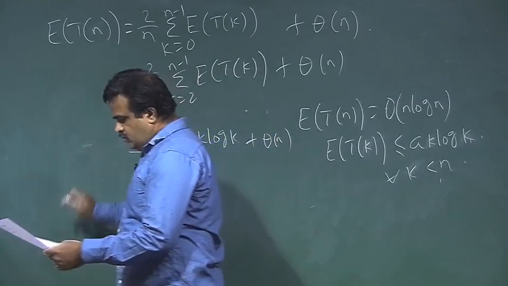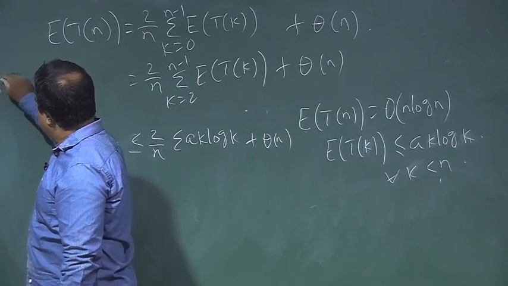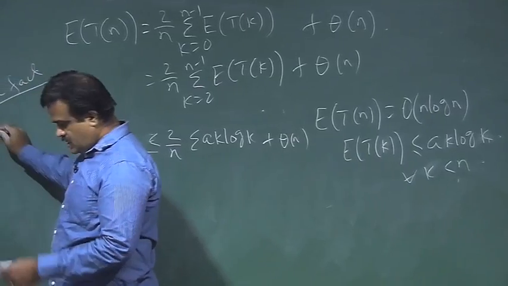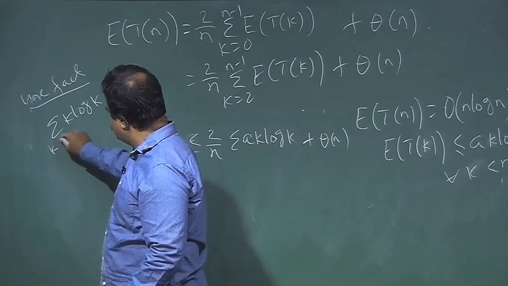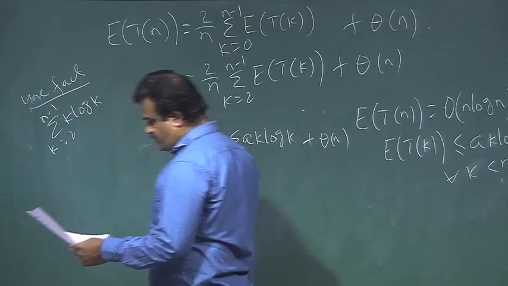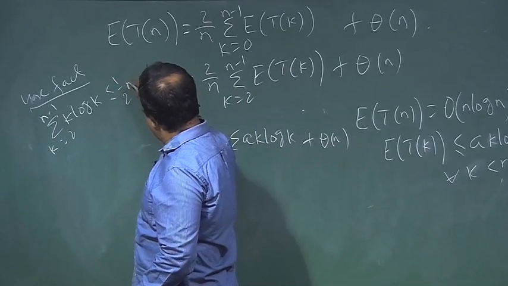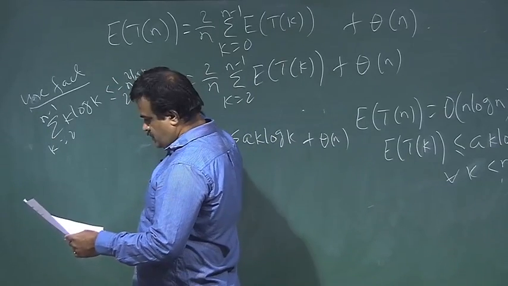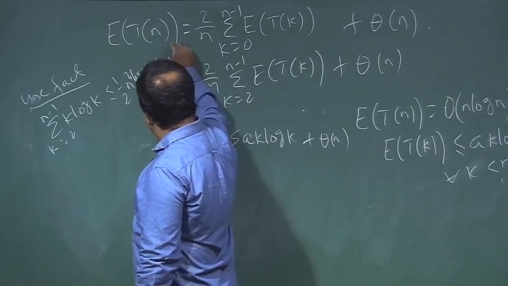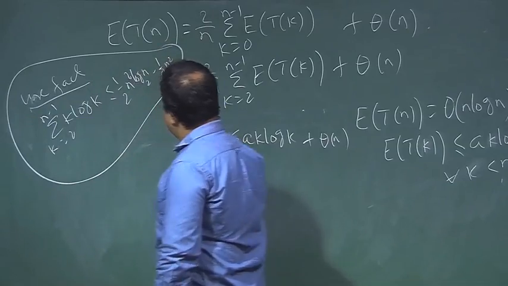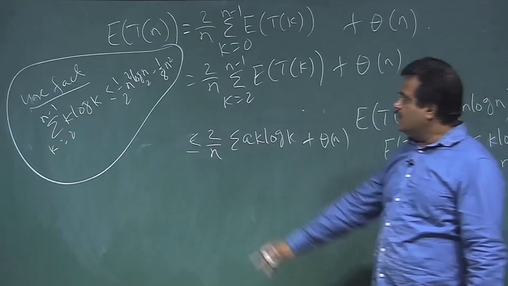Now we will use a fact. The fact is that the summation of k log k, k from 2 to n minus 1, that is why we take 2 to n minus 1, is less than or equal to 1 by 2 n square log n base 2 minus 1 by 8 n square. This result again we can prove by mathematical induction.